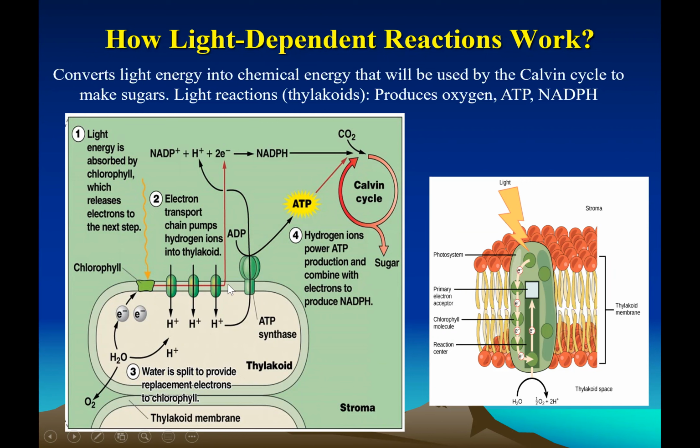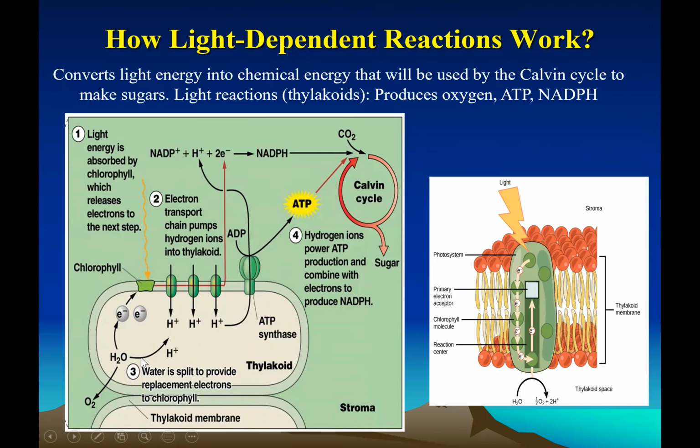Just like how we saw the electron transport chain in cellular respiration, this is kind of flipped, but it's very similar. So the light energy, a photon of light, is absorbed by the chlorophyll molecule found in the thylakoid membrane, which will release the electrons. So what happens is this light is triggering the electron transport pathway, the shuttling of electrons. The electron transport chain will pump hydrogen ions into the lumen of the thylakoid, into the inside of the thylakoid.